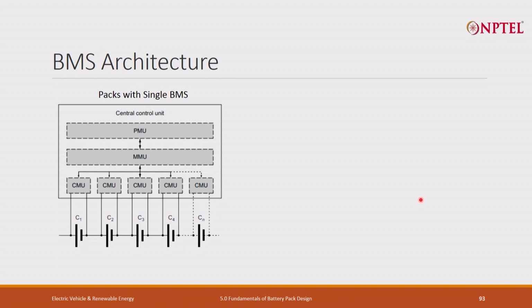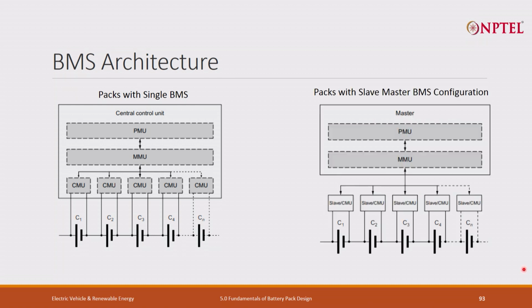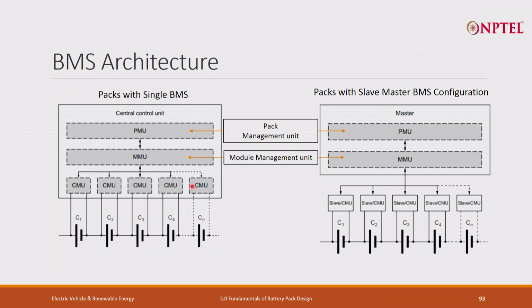So you have a redundancy here, and then it sends all the data to the controller, which calculates everything and gives back the required feedback or control. So here what we have are the PMU, MMU and the CMU. The PMU is the pack management unit, maybe the master controller. Then we have the module management unit, multiple modules, and then we have a cell monitoring unit. In an integrated BMS, all these three things will be together.